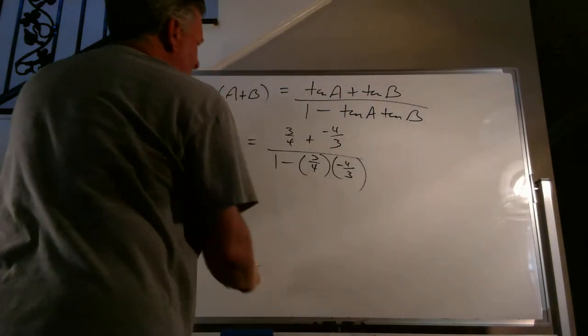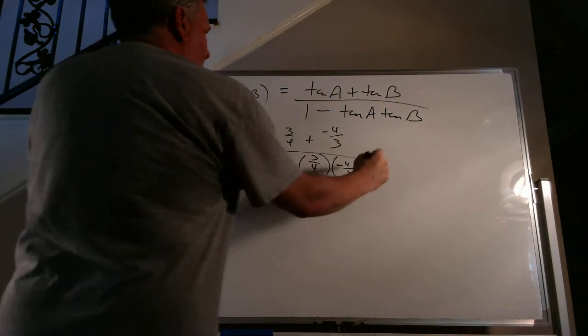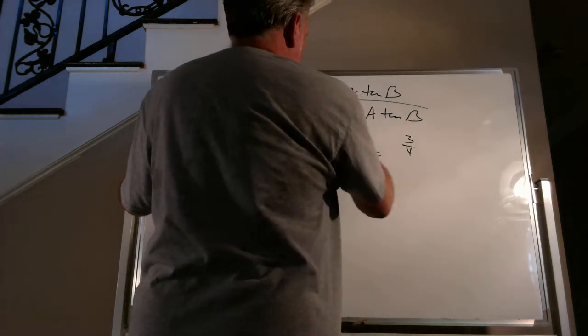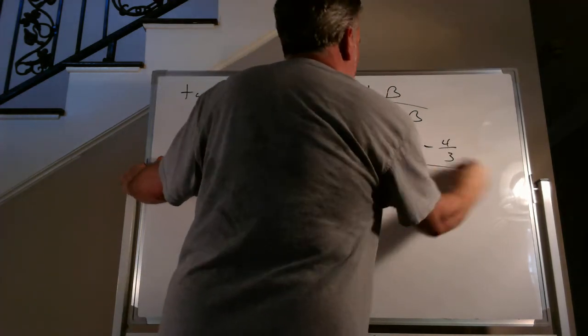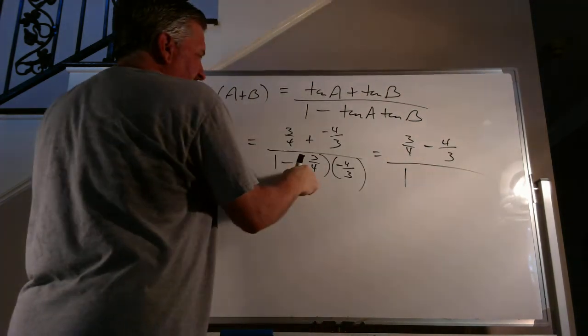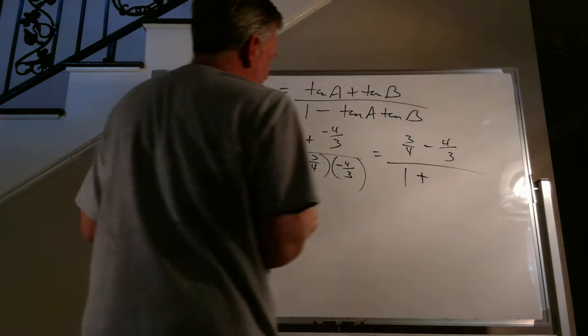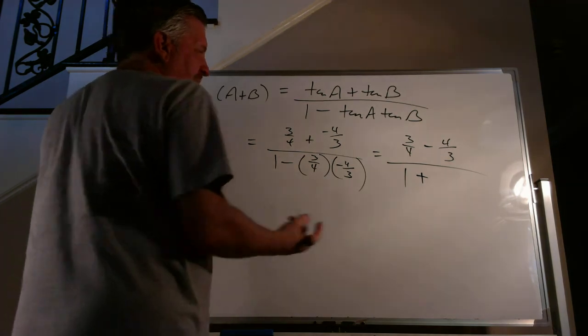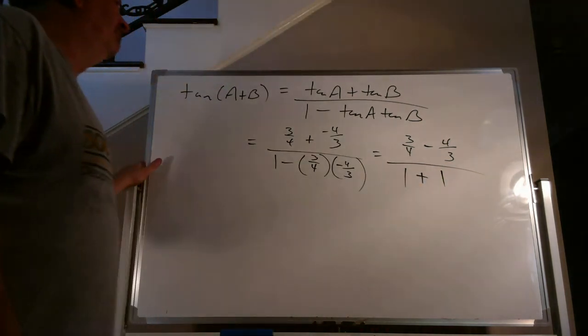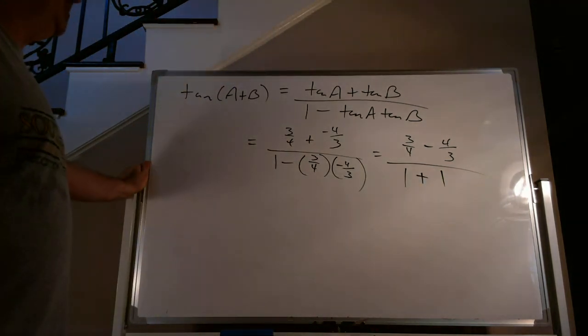Okay, let me simplify that denominator. 3/4 minus 4/3 over 1. Now, it's a negative 3/4 times a negative 4/3, so a negative times a negative is a positive. And 3/4 times 4/3 is 12/12, which is 1. So that simplifies it a little bit.